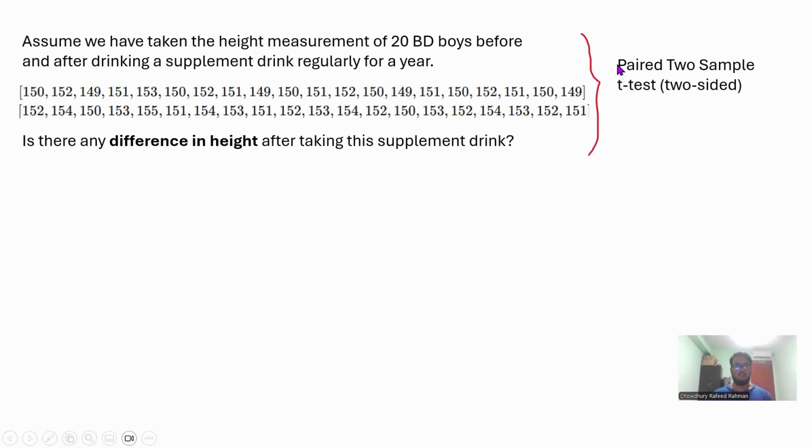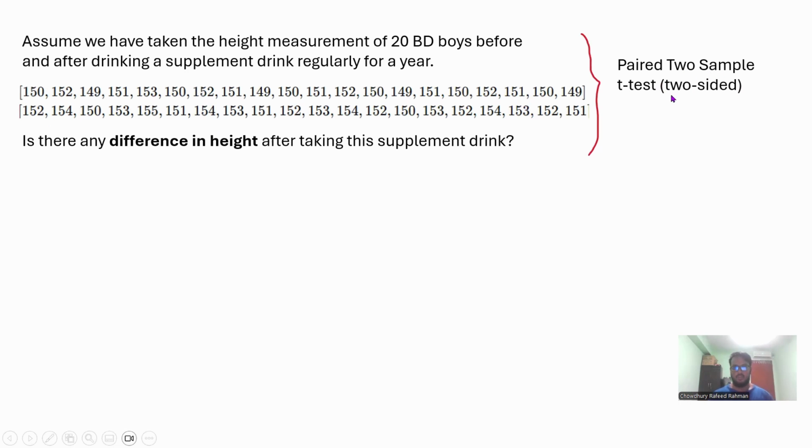Why is it paired? It is paired because 150 and 152 are linked. It is for the same boy. 152 and 154 are linked. It is for the same boy. So all of these measurements are actually for the same boy with two time steps, 1 year before and 1 year after drinking the supplement drink. That is why they are paired. Why is it two-sample? Because there are two data sets involved. That is why it is two-sample.